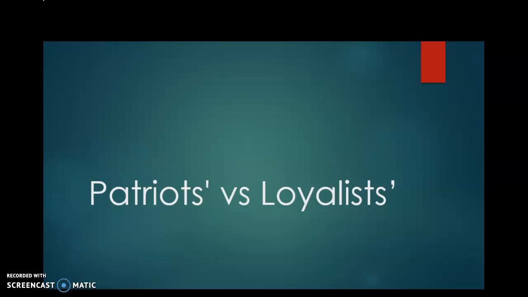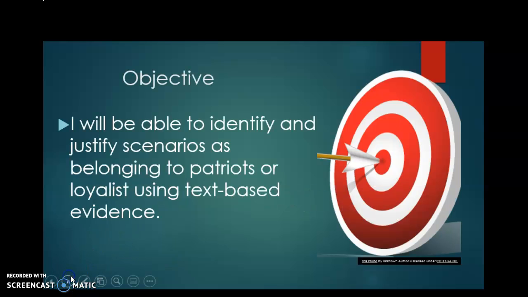Okay, folks, today we're talking about Patriots versus Loyalists. Our objective: I will be able to identify and justify scenarios as belonging to Patriots or Loyalists using text-based evidence.